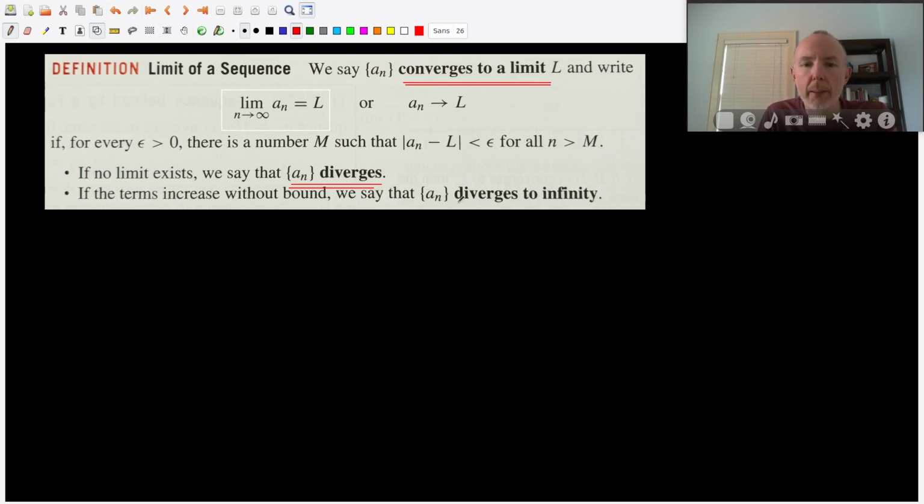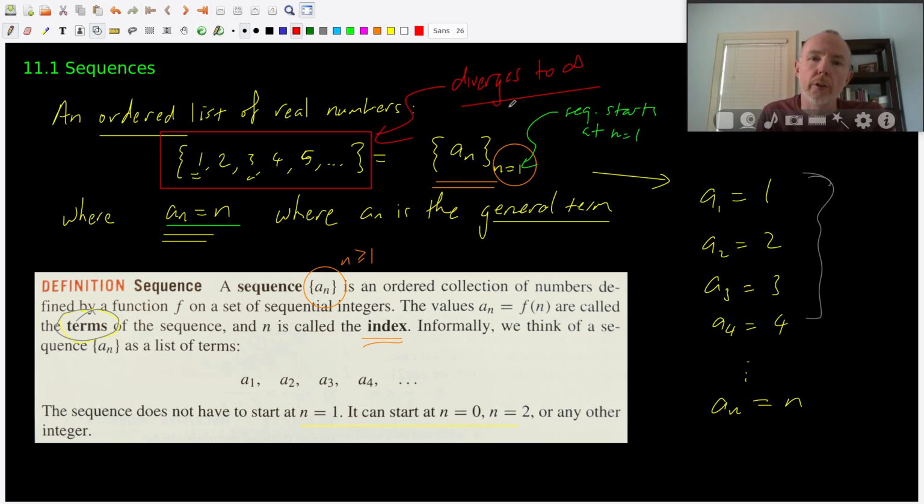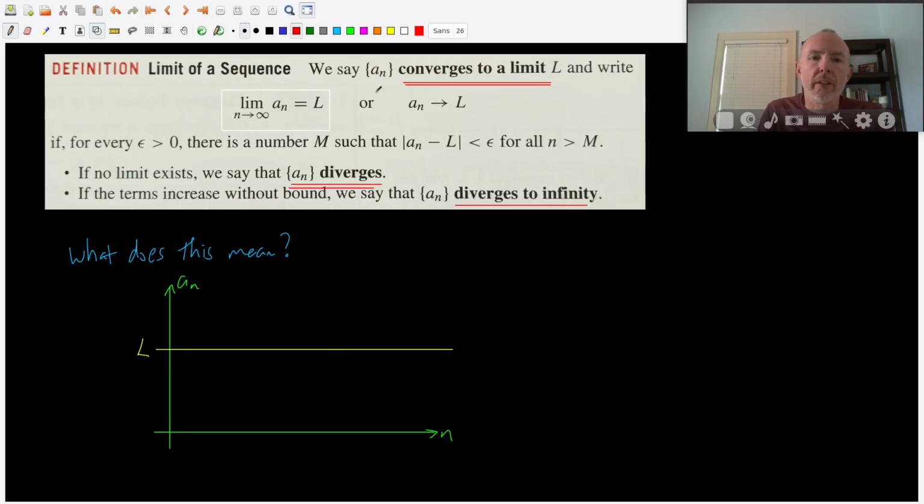And if the terms in the sequence keep getting bigger and bigger and bigger, for example, our first sequence here, these numbers just kept getting bigger and bigger and bigger. So this is a sequence that diverges, and more importantly, it diverges to infinity. So what does this all mean?